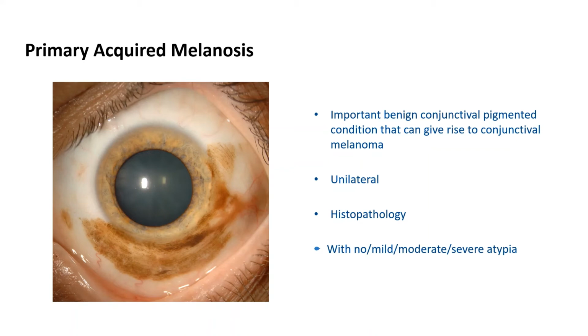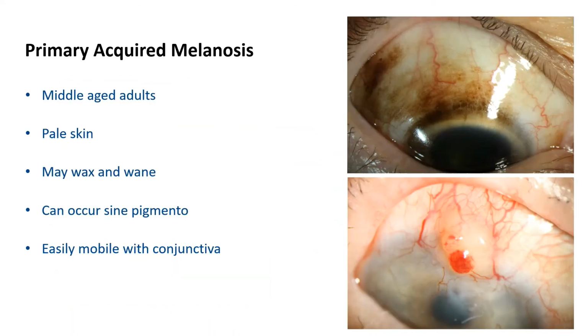If we are concerned about primary acquired melanosis, we do want to have an initial biopsy so we can get a pathology report, and particularly to look for the degree of atypia. And that is how many atypical cells are present in the PAM. And this is graded by the pathologist as either having no atypical cells, mild, moderate, up to severe atypia. PAM is a condition that usually starts in middle-aged adults, particularly those of pale skin groups.